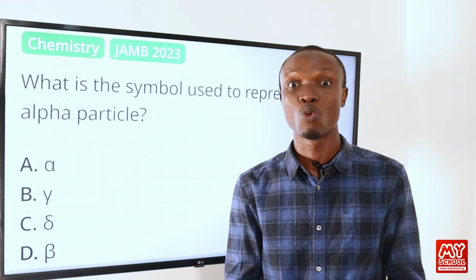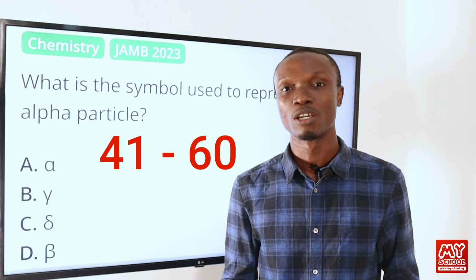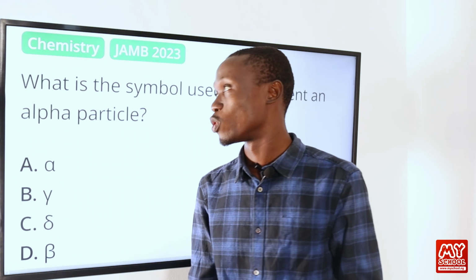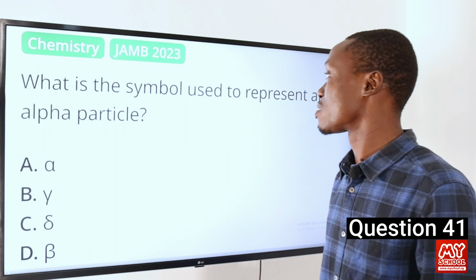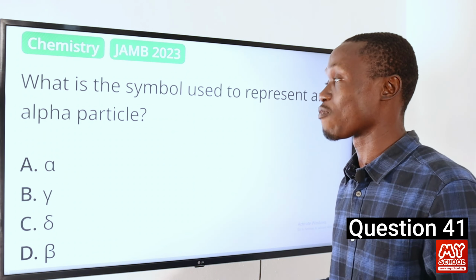So in this lesson video, we are going to be answering questions 41 to 60. So let's kick off with question 41. What is the symbol used to represent an alpha particle?